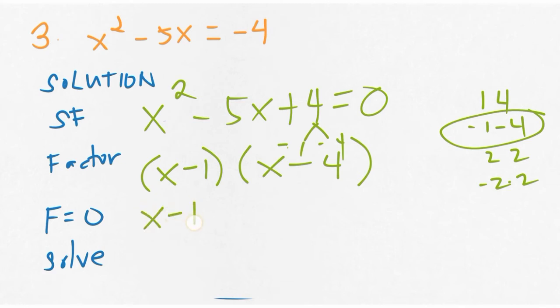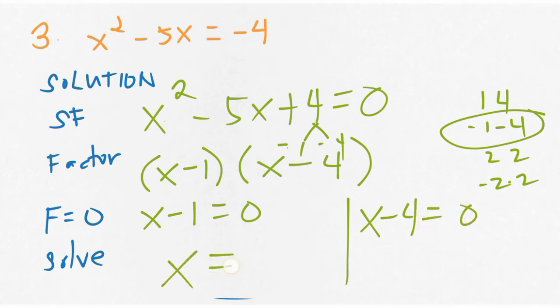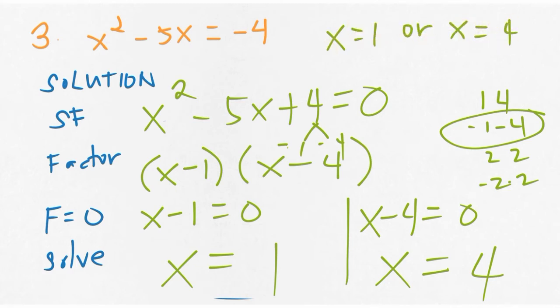So x minus 1 equals 0. The other one is x minus 4 equals 0. And then solve for it. So x is equal to 1. X is equal to 4. So the solution is x equals 1 or x equals positive 4.